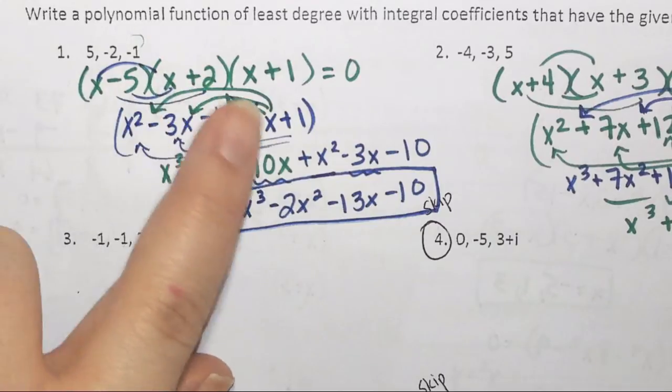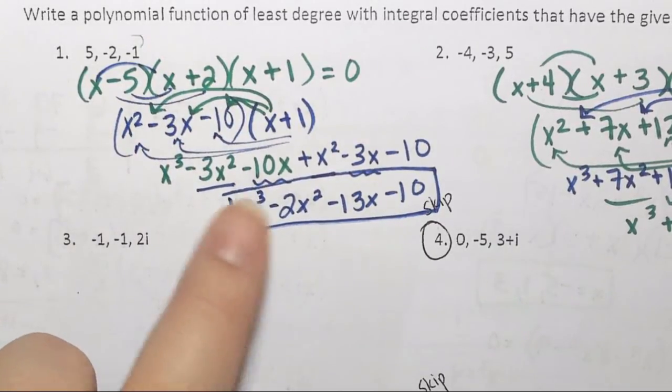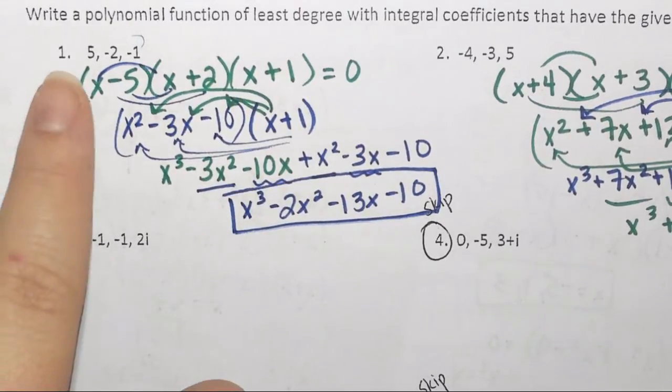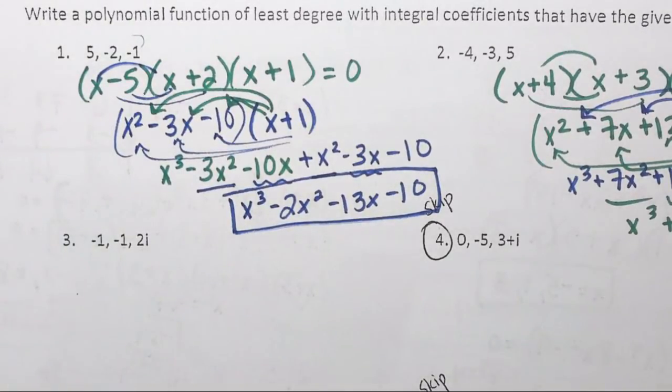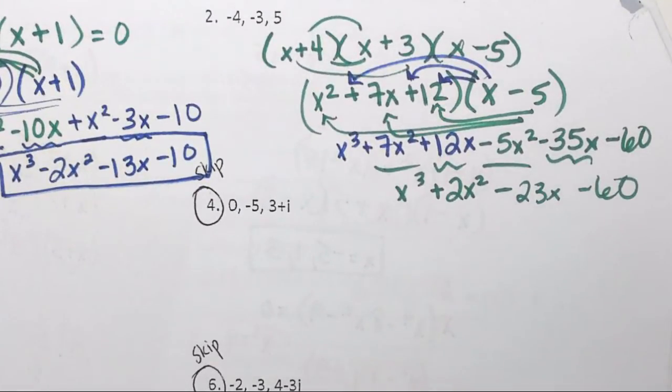Now we do have to end up distributing and working this all the way out to get to a polynomial that's in standard form, not in factored form. But hey, we already tested on this middle bit in the first test in chapter 5, so you should be fine. I asked you about number 2. We didn't quite have time to do it. For those who did attempt it, you end up getting x cubed plus 2x squared minus 23x minus 60.